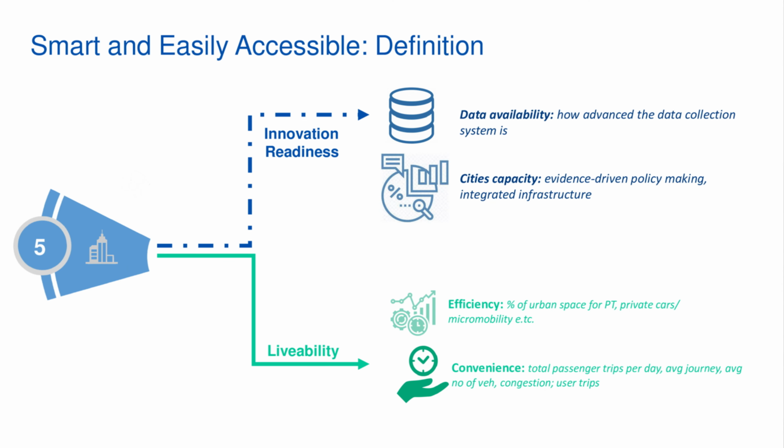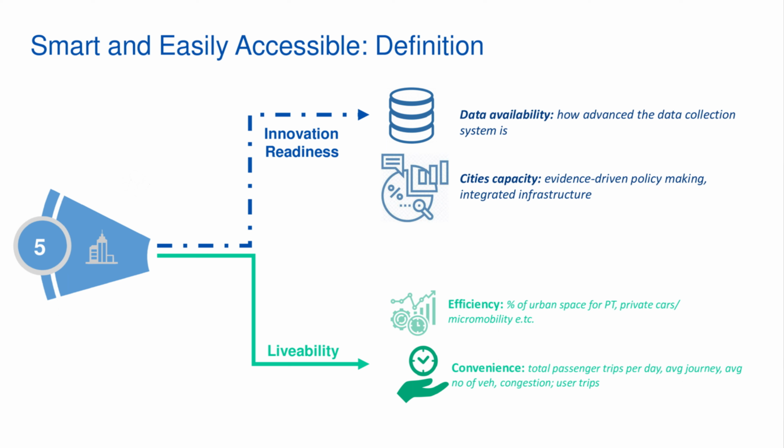So it is further expressed in the following sub-elements. In relation to the innovation readiness of the city, two main sub-elements are identified. First, data availability, which shows how developed the data collection system on both passenger and freight transportation modes is. And the second one is the city's capacity, which addresses the levels of evidence-driven and data-driven policymaking.